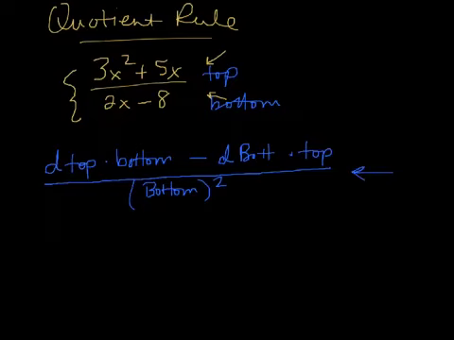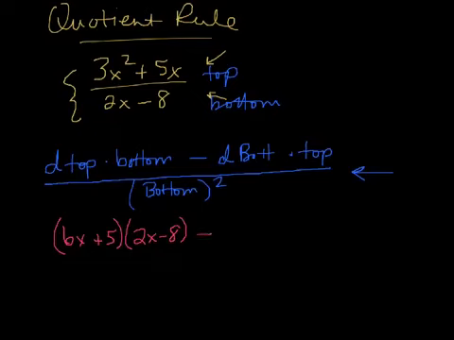Okay, we're going to do this problem now. Derivative of the top. So I bring that 2 forward, and I get 6x plus 5. I had x to the first. When I subtract 1 from my exponent, no more x's. That's the derivative of the top, times the bottom expression, which is 2x minus 8. Not the derivative of the bottom, just the bottom.